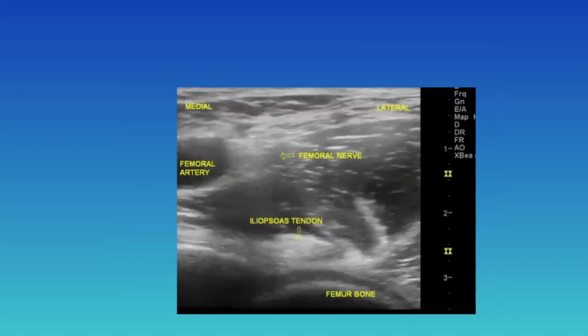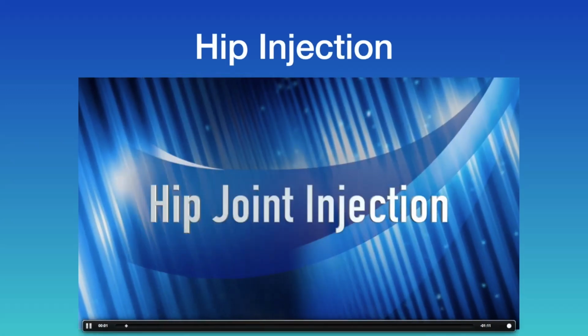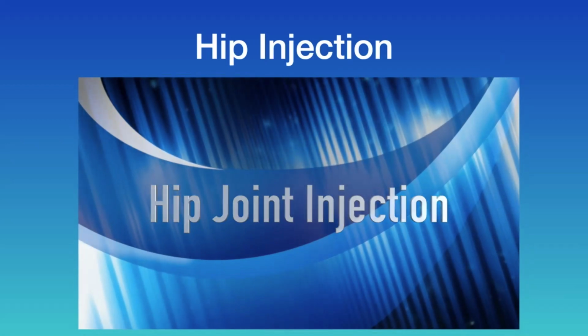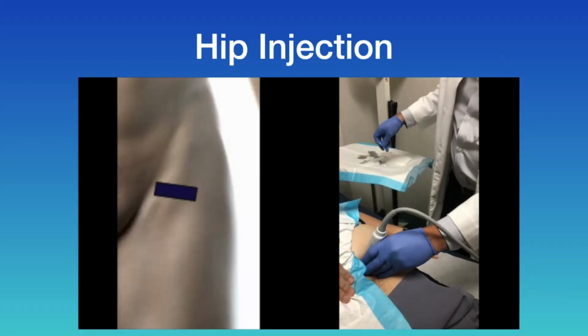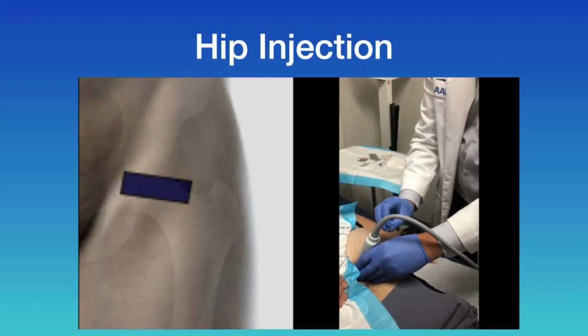For instance, here's the iliopsoas tendon. This is the iliacus muscle above it, femoral nerve, artery. Here's lateral, here's the femoral bone. Here's the hip injection, using a 25 gauge 3.5-inch needle.